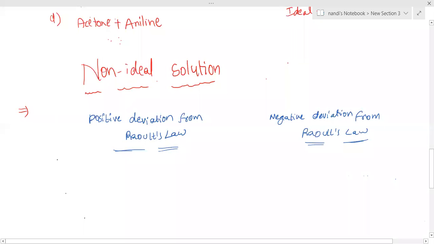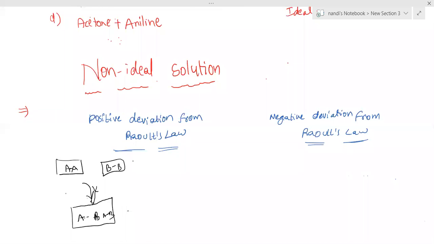This is a mixing, sir. This is A, this is B. We're intermixing these two. Here AB attraction is there. We are intermixing these two, and this attraction will decide, sir. A positive deviation means vapor pressure should be more.